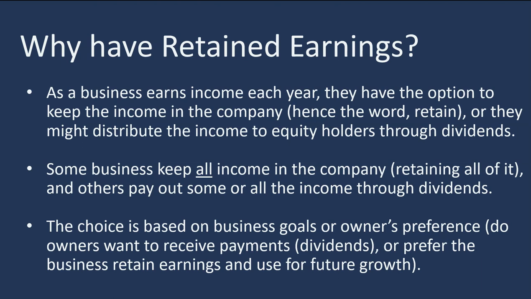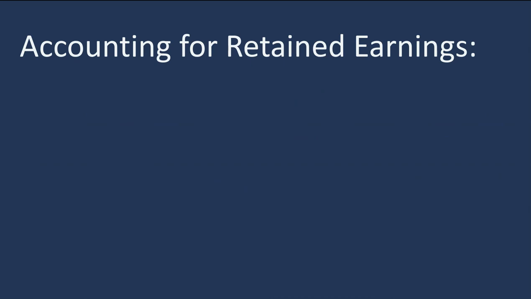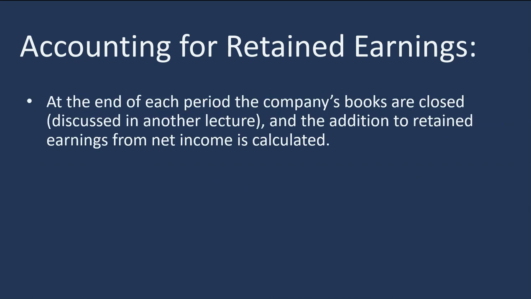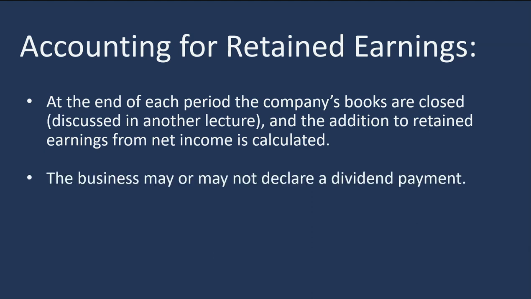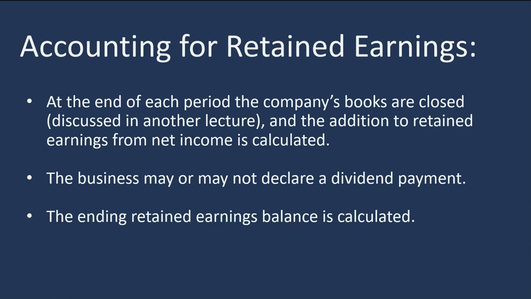So now to account for retained earnings, at the end of each period, the company's books are closed, which we discuss in another lecture. And once the books are closed, we look at any additions. If there's a loss, it would be a subtraction. But we look at the addition to retained earnings from net income, and we calculate that. The business may or may not declare a dividend payment, which we just talked about. And then the ending retained earnings balance is calculated.